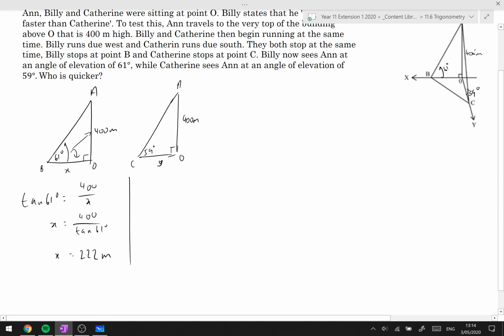Now we're going to do Catherine. Same thing, opposite and adjacent, so it's tan again. This time tan 59 degrees is equal to the opposite, which is 400, over y. To get the y by itself, we just swap them around. So 400 over tan 59 degrees. So y is equal to, put into calculator, and we get 240 meters.